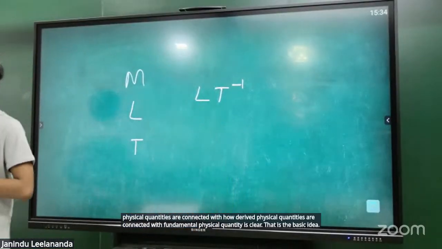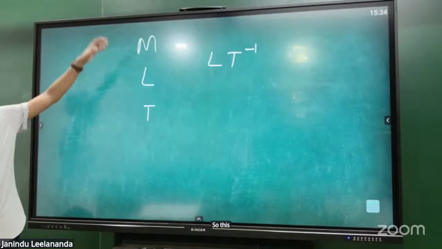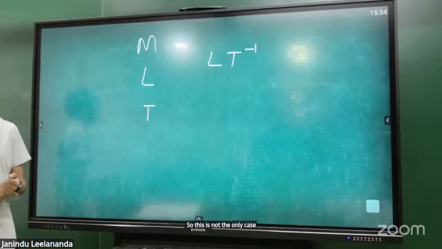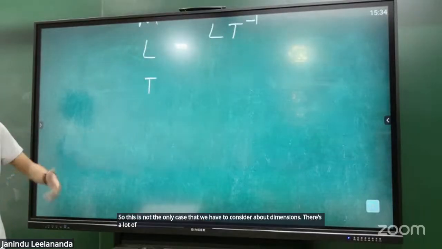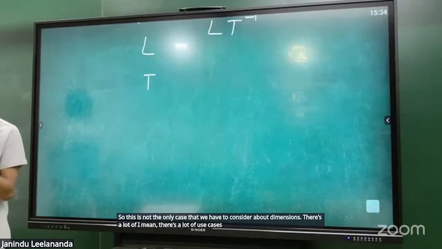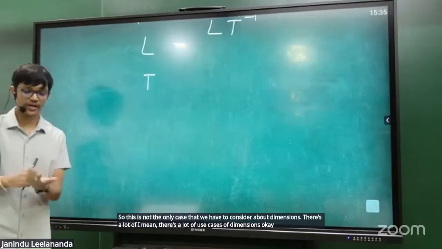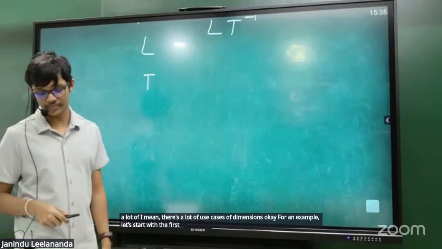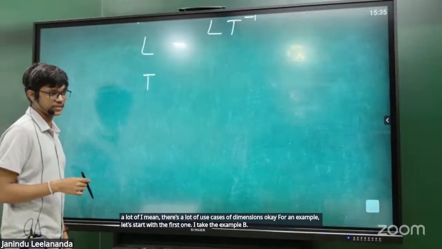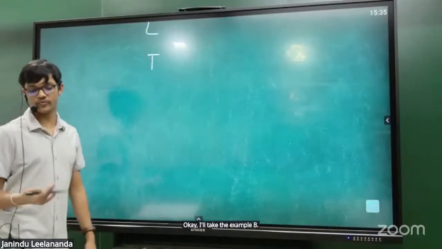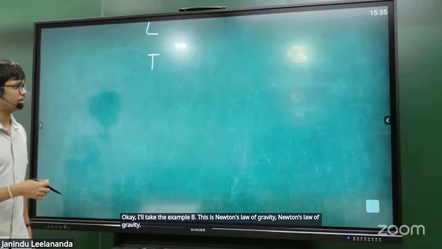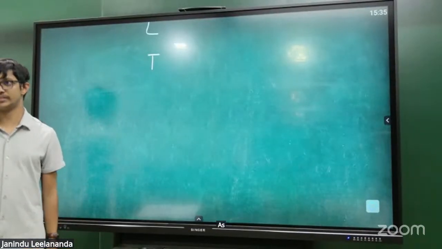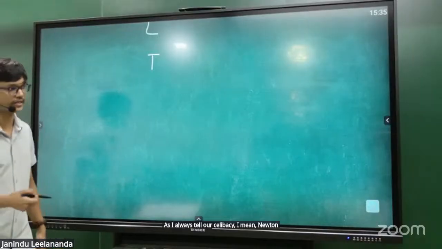So this is not the only case that we have to consider about dimensions. There are a lot of use cases of dimensions, okay. For an example, let's start with the first one. I take the example B. This is Newton's law of gravity. As I always tell, our syllabus is Newtonian physics entirely.